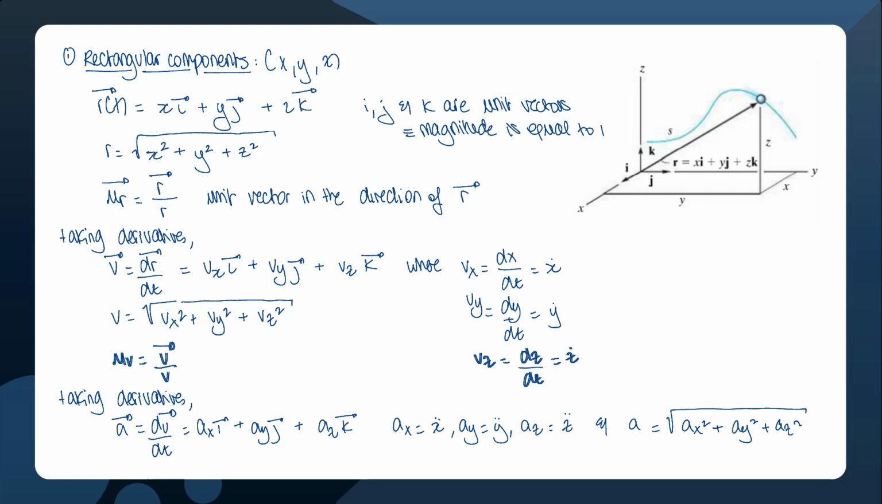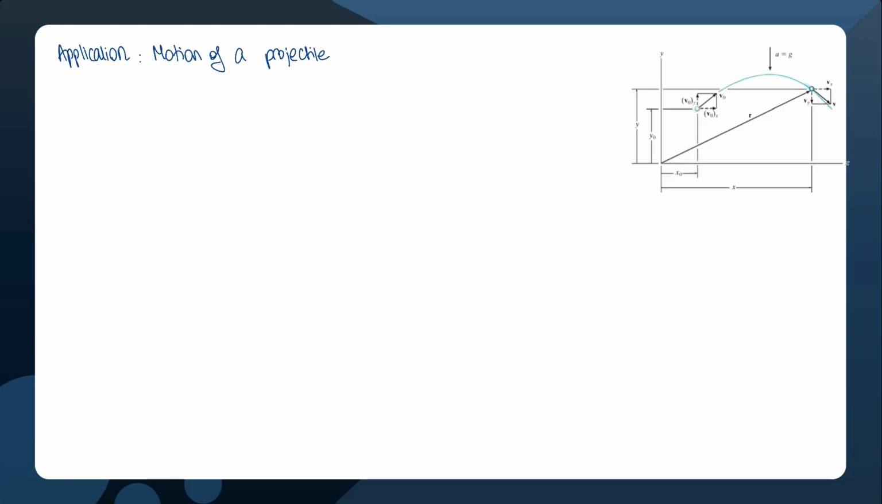So this slide nicely summarizes how to deal with the rectangular components and how one can derive values for the position, the velocity, and the acceleration in a Cartesian frame of reference. Now let us look at a particular application for the rectangular components, and that's the motion of a projectile. So what does that mean exactly?